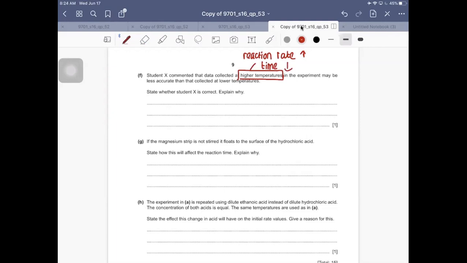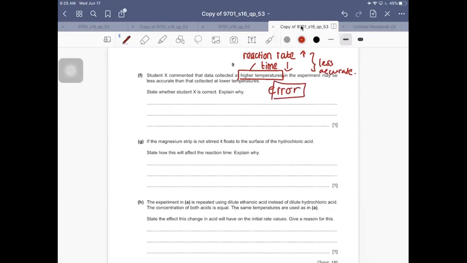So they're saying that this is less accurate. Now if you think about it, if your experiment runs for a short while, you have minimal heat loss, so you have less heat loss. But that doesn't apply here because they want to talk about accuracy. For accuracy, we can talk about error.